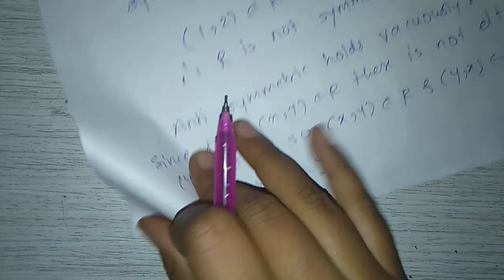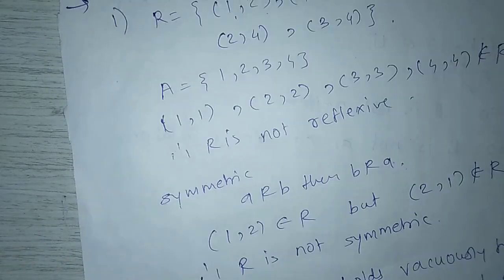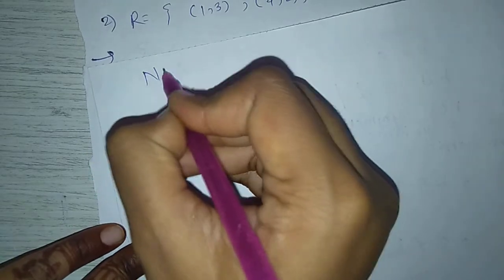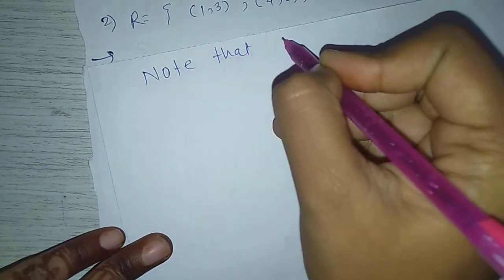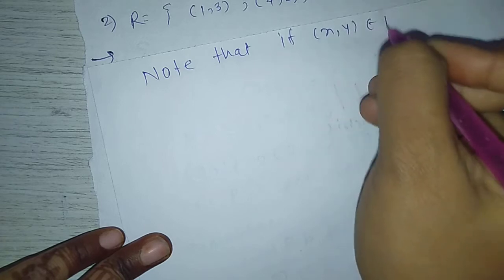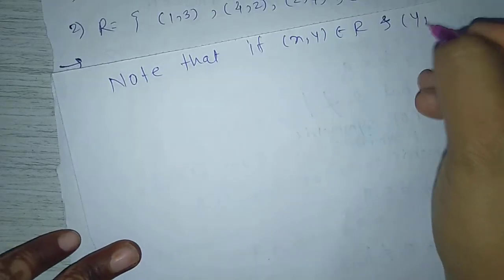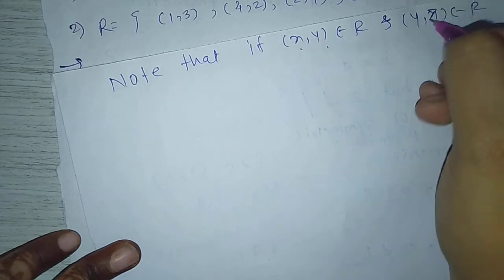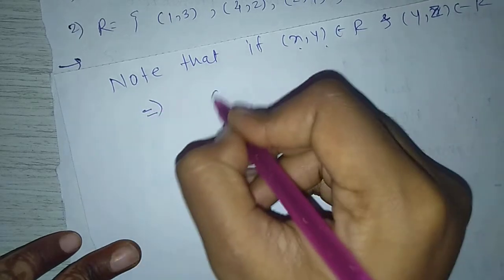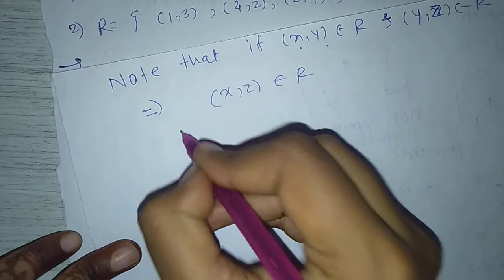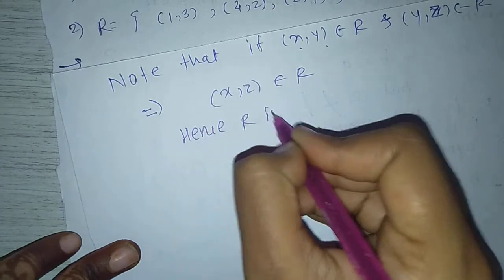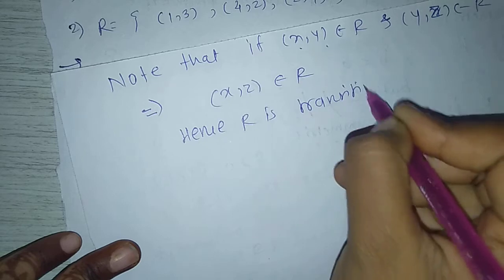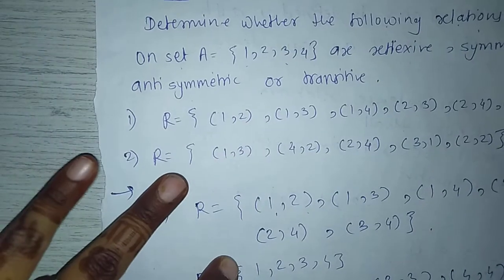Next, for transitive, for transitivity, note that if (x,y) and (y,z) belong to R, it implies (x,z) belongs to R. Hence R is transitive. The second example is your exercise.